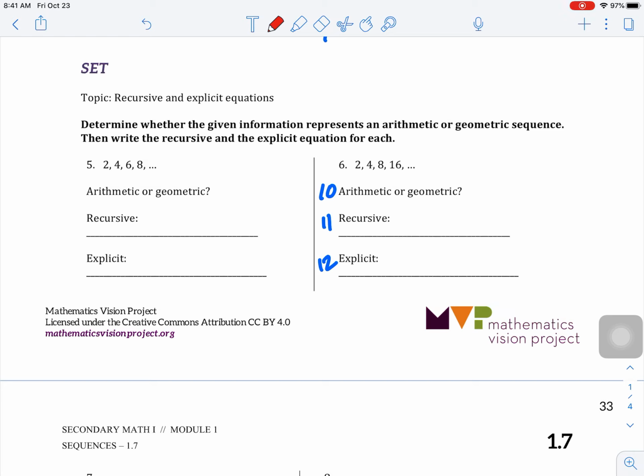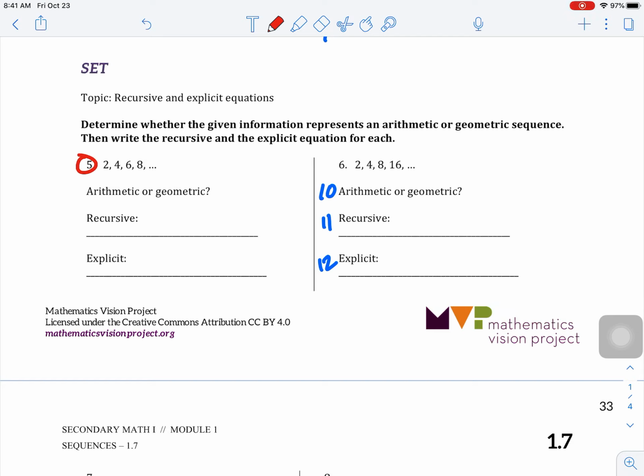It says determine whether the given information represents an arithmetic or geometric sequence, then write a recursive and explicit for each equation, which is also excellent practice for the test. So I'm going to do number 5 with you.